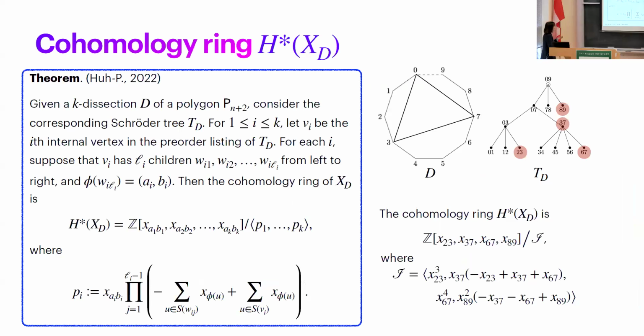And we can also explicitly write the cohomology ring of the toric variety using the Schroeder tree, but I think that I do not have much time, so I just skip this slide and just show some example. Like for this example, you have 4 generators corresponding to these 4 vertices, and you have this kind of relation. All of them are written from the Schroeder trees.